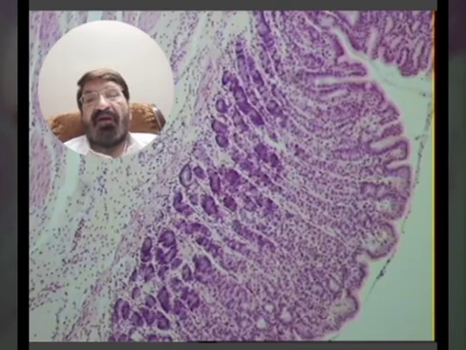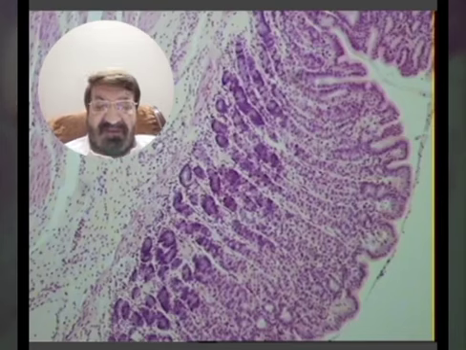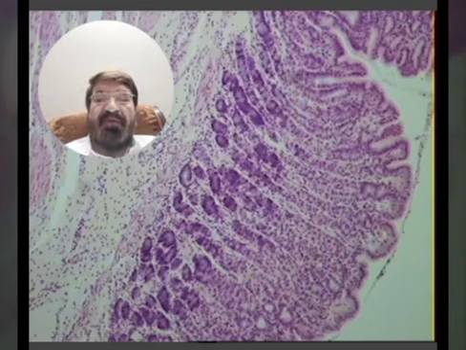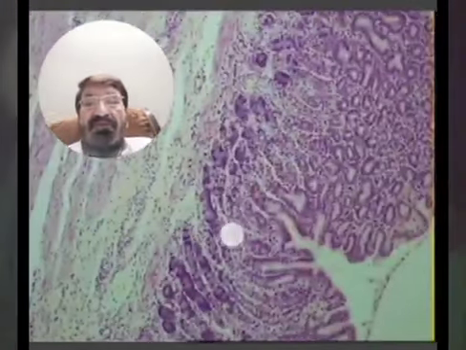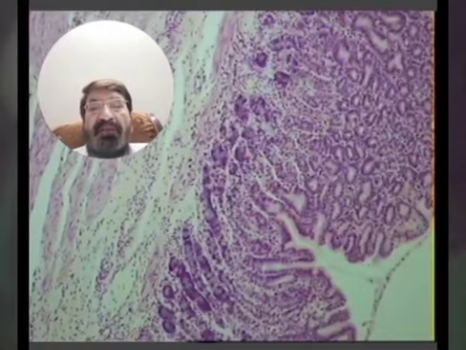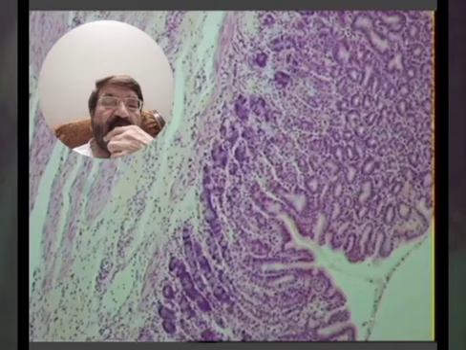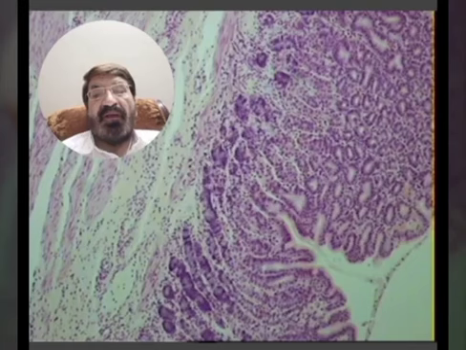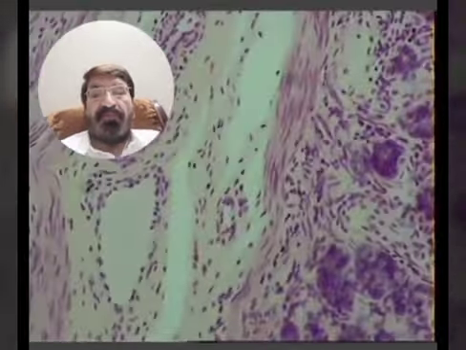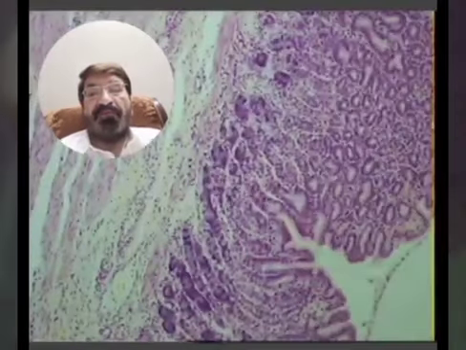And the muscularis externa of the stomach has 3 layers. An oblique layer is present, so there are 3 layers: the inner oblique, the middle circular, and the outer longitudinal. So these are the layers of the stomach, and then there is serosa. The outermost layer is the serosa.